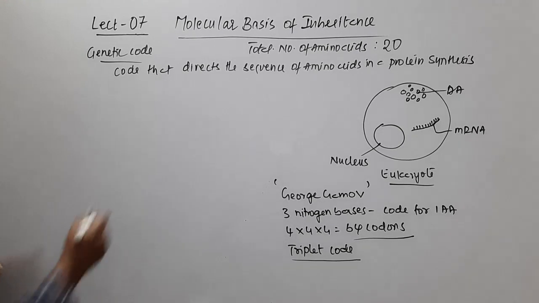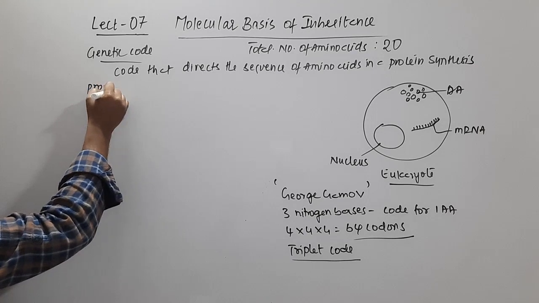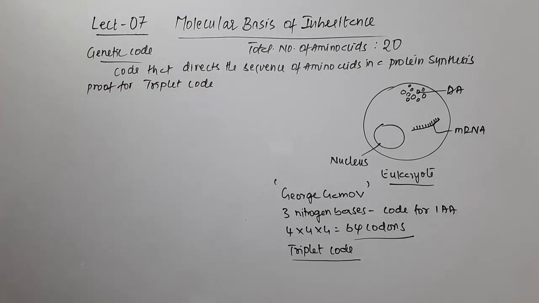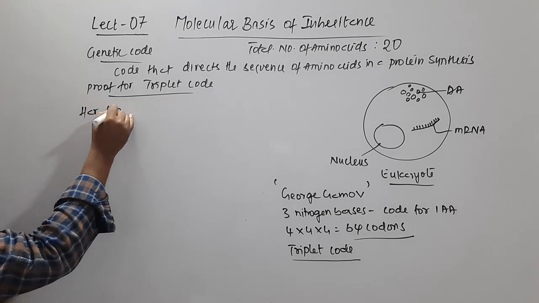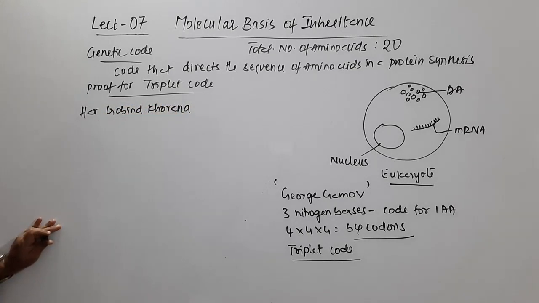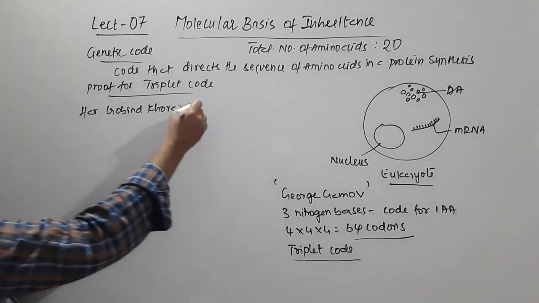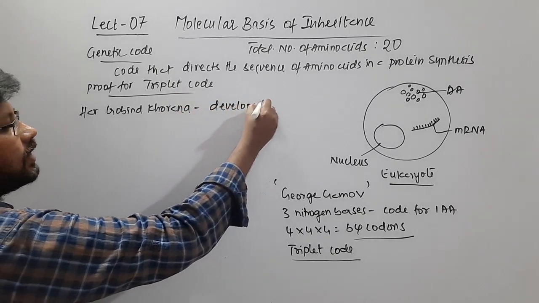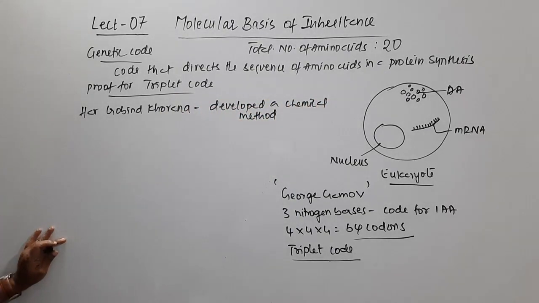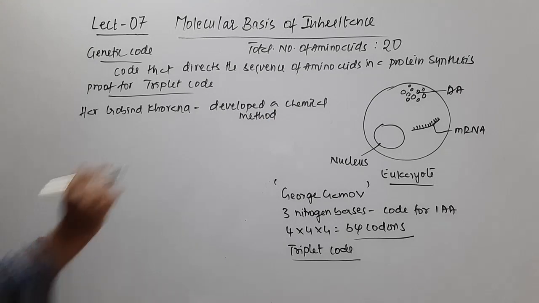And the proof for the triplet code, that an amino acid is coded by 3 nitrogen bases, has come from a scientist named Rajkumar. So from a person named Rajkumar, and he developed a chemical method in which he synthesized some homopolymers and heteropolymers.